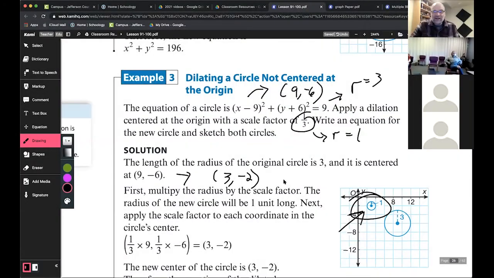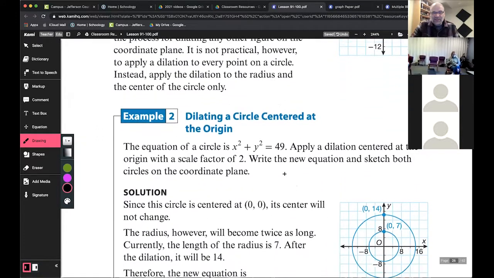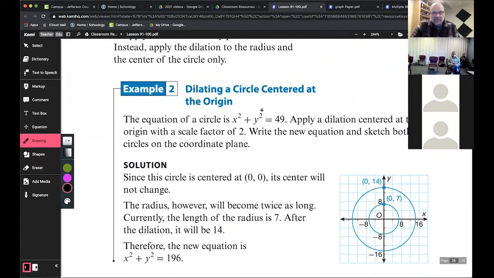Math! We are graphing a circle that's not in the center, and we are applying a dilation. If you're just dilating a circle that's in the center, you just multiply or divide the radius by the scale factor. So a scale factor of 2, if the radius here is 7, then the new radius is going to be 14. So the equation would be x squared plus y squared equals 14 squared, which is 196.